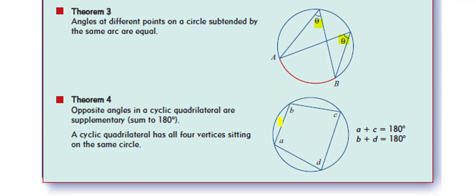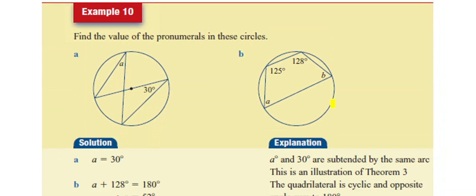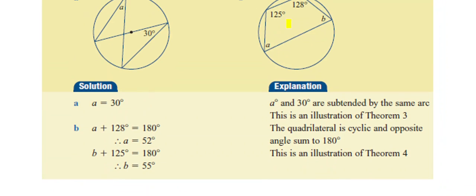And similarly, if you have a quadrilateral inscribed in a circle, so all 4 points touching the circumference of the circle, then we know that A and B add up to 180, and B and D add up to 180. So opposite angles of a quadrilateral add up to 180. So you can read the examples. So hopefully that gets you started on the exercise.